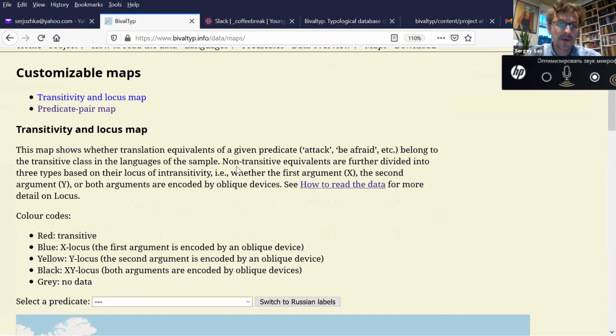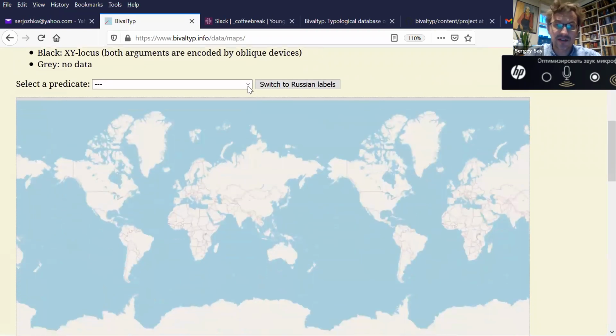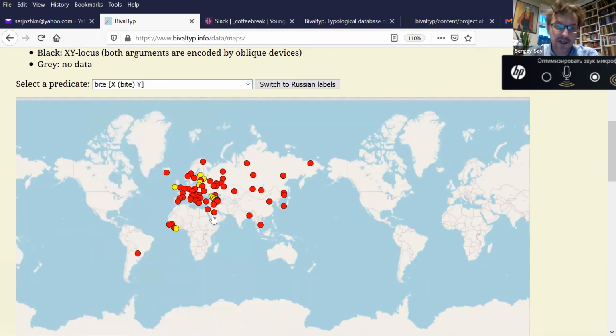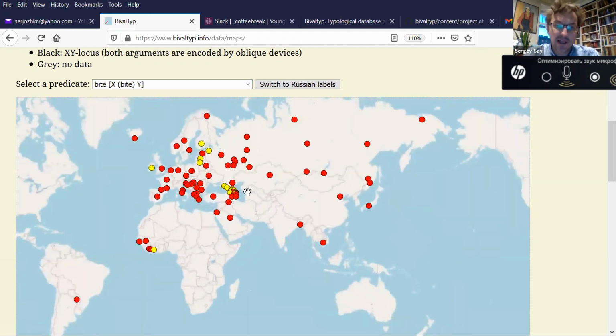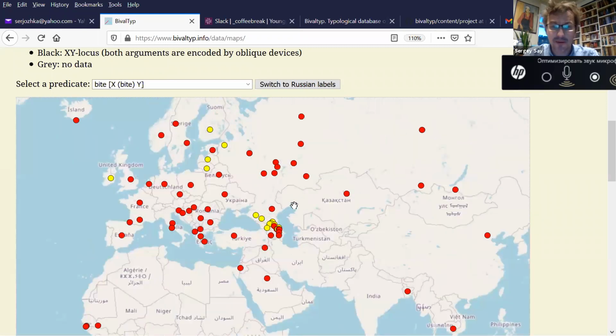For example, you can explore whether individual verbs belong to the transitive class, or to some intransitive types in individual languages. So, for example, we can take whatever meaning we are interested in, such as bite, and check if bite is typically a transitive verb or non-transitive verb, and yellow dots correspond to languages where bite is expressed by an intransitive verb, where the second argument is in a non-core position.